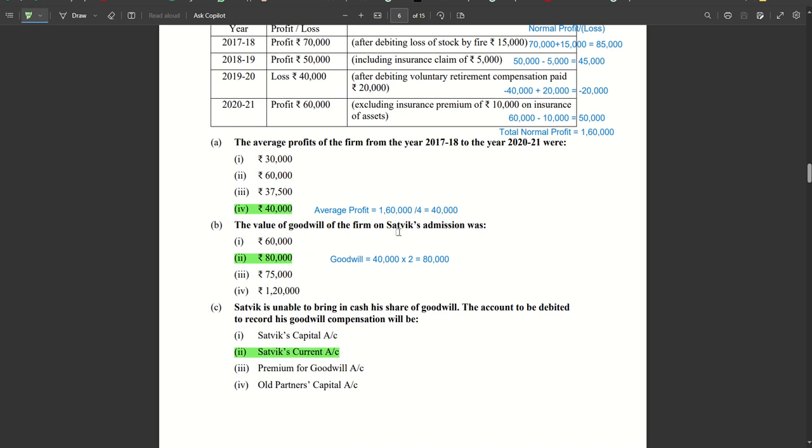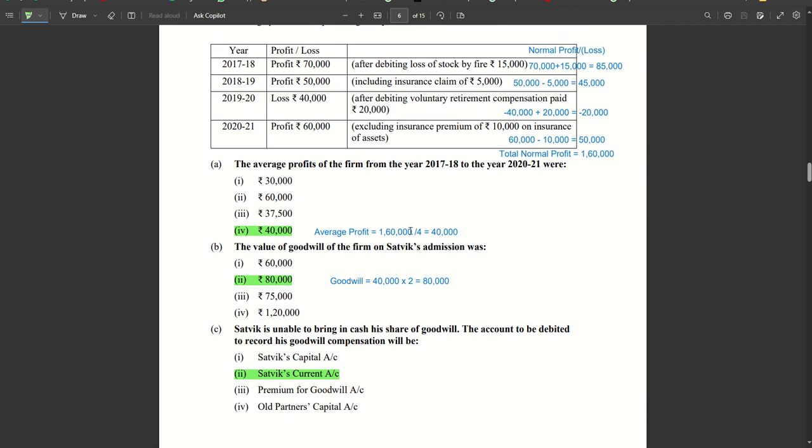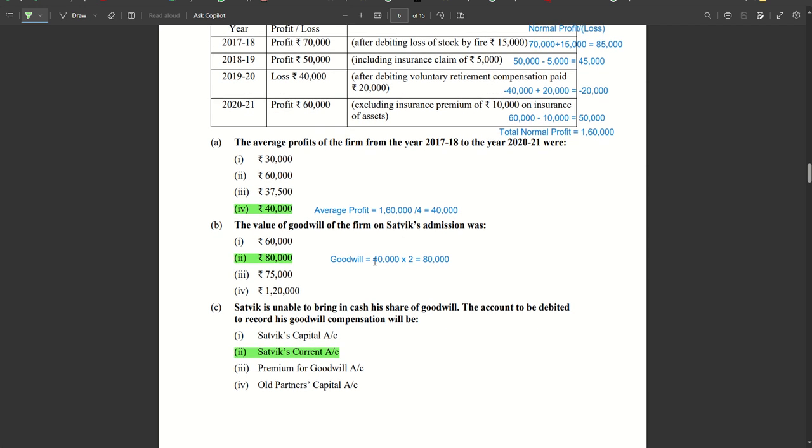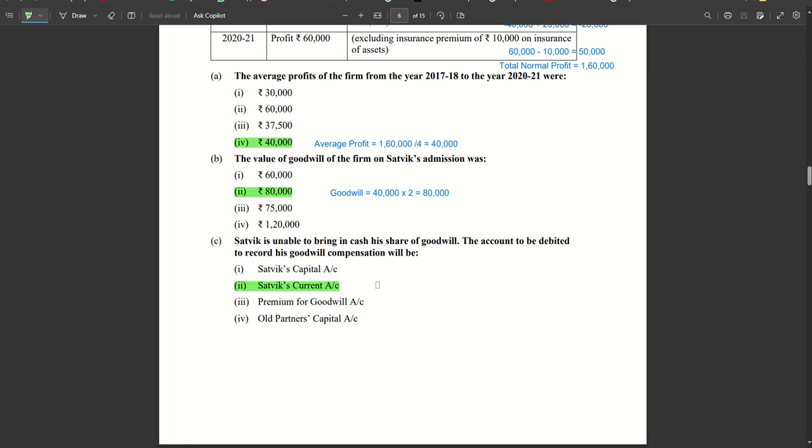Number B, the value of goodwill. The question says that the goodwill is valued at 2 years purchase of the average profit. So whatever answer we got here, we have to just multiply 2 with that. So goodwill is 40,000 into 2, 80,000. Okay, and the last one is a conceptual question.